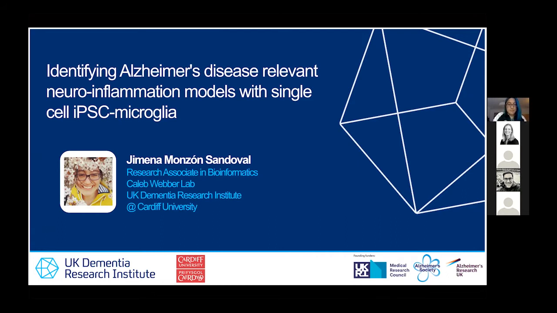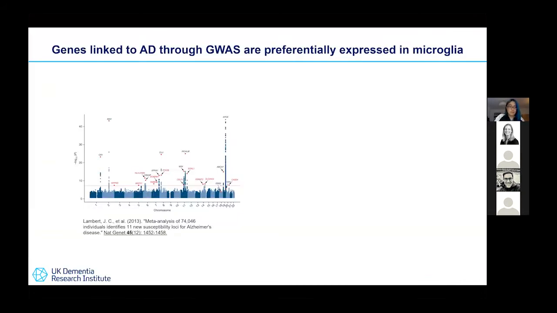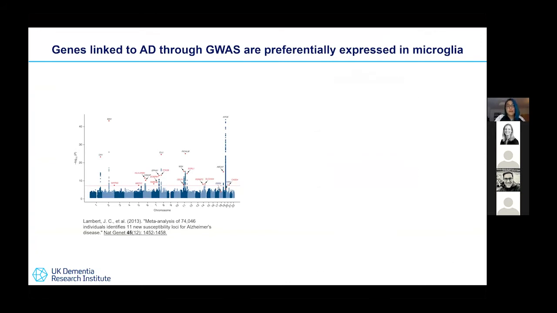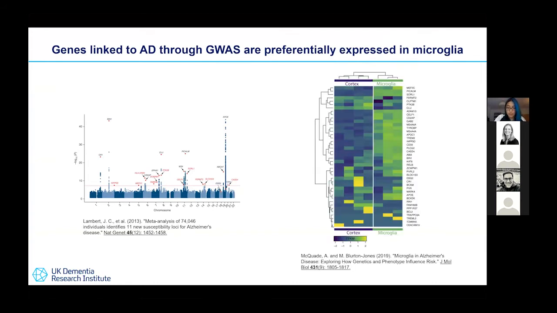I want to understand how microglia respond to different stimuli, in particular iPSC-derived microglia, and how these responses are relevant for Alzheimer's disease. Why microglia? Well, you already know that the genes that have been associated to Alzheimer's disease through the different GWAS studies are enriched in genes that are preferentially expressed in microglia, as shown here by this group.